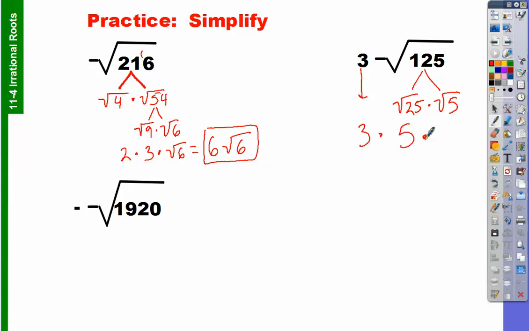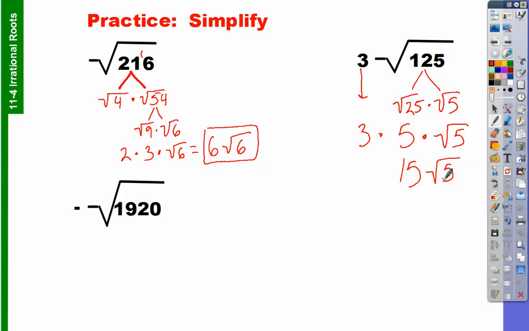It definitely does not. So we're just stuck with the square root of 5. So 3 times 5 is? 15. And we have the square root of 5. So our answer is 15 times the square root of 5. And that's our answer. We can't take it down any further.